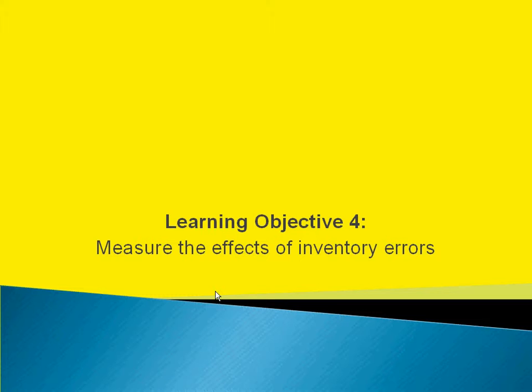What happens is it results in a misstatement of income over 2 years because this year's ending inventory affects next year's beginning inventory. The misstatement of the balance sheet in the first year counterbalances itself in the second year.